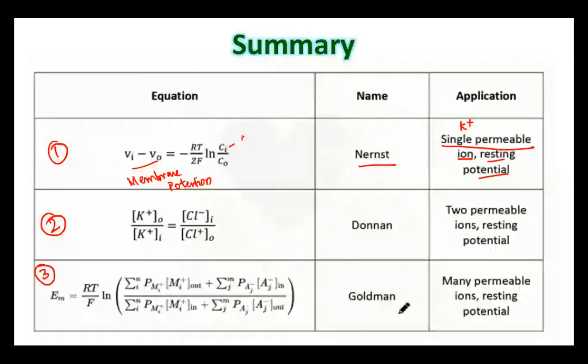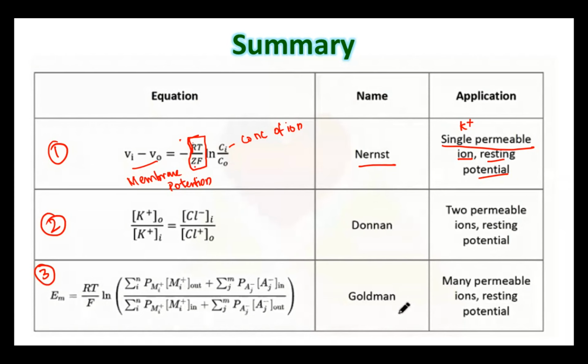This is the concentration of intracellular ion, and this is the concentration of extracellular ion. All these are constants: the gas constant we already know the value of, the temperature is body temperature, 37 degrees, and Faraday's constant I know. Only the valence changes, for example for Na plus, K plus, and Cl minus.